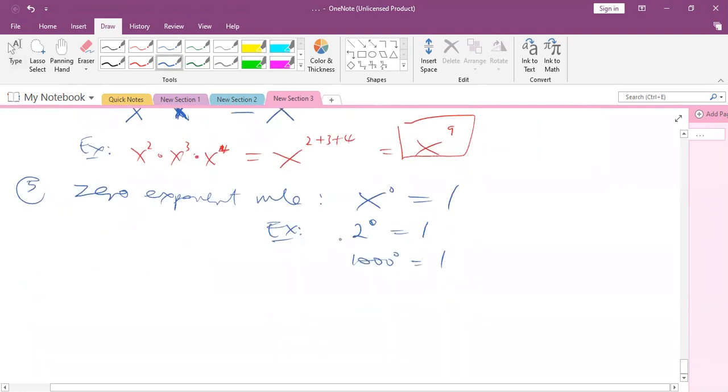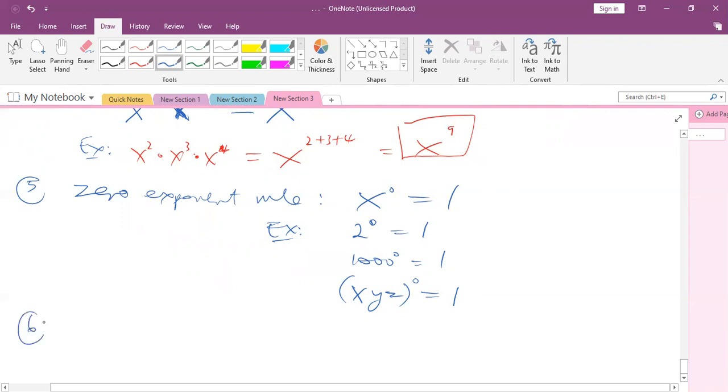So what do you think this would be if I have xyz, and the whole thing is raised to the power 0? What would that be? All right, if you say 1, that is correct. 1, because the whole thing is raised to the power 0. So the entire thing is 1. Okay. That is the zero exponent rule.